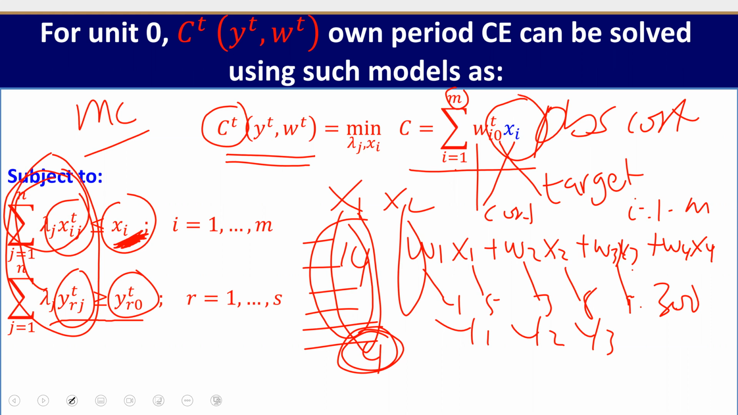Let me repeat that again. The prices themselves are already fixed. So we are minimizing the cost, but the cost that we are minimizing is because of the minimized input. The cost, which is the WX that we are minimizing, actually is an observed cost. And when you have that observed cost 300, inside that 300 is a minimized input.